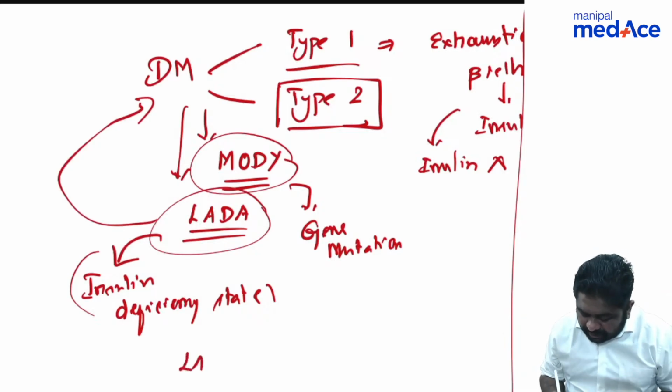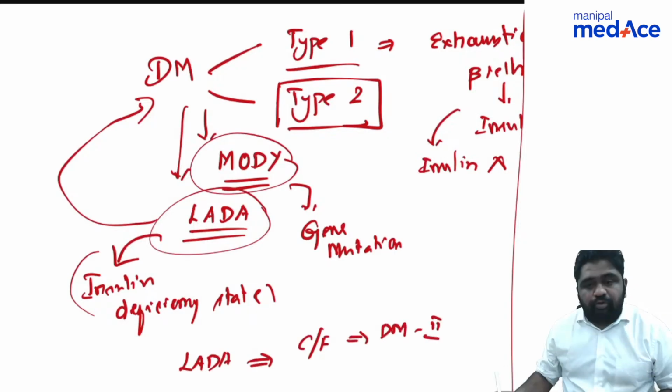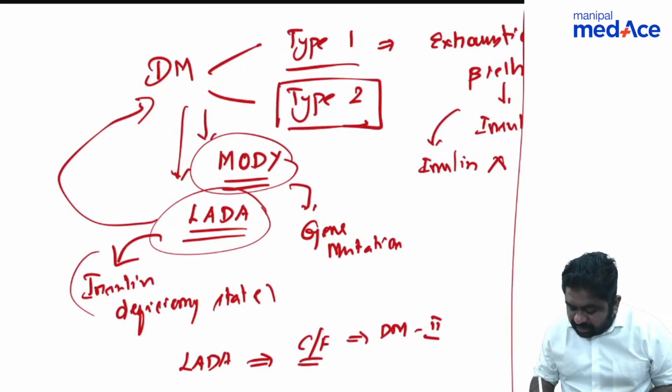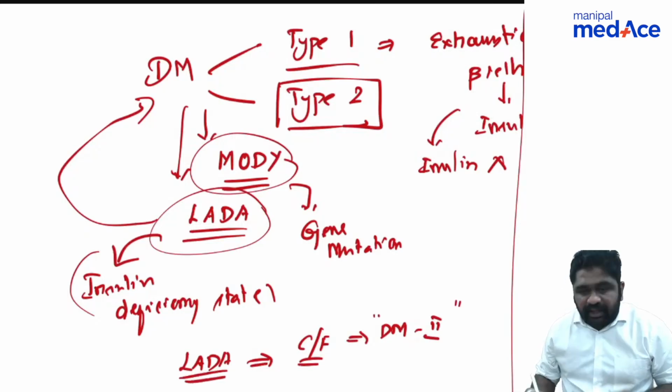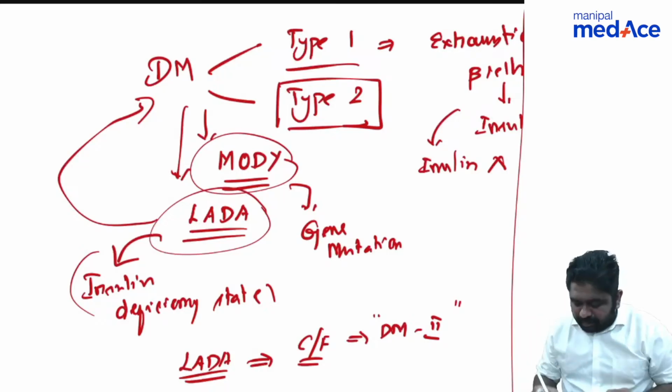So remember, LADA has clinical features of diabetes mellitus type 2. For those people where diabetes is still not done, please make a note of this. The clinical features of LADA are similar to diabetes mellitus type 2, but the problem in case of LADA is that of diabetes mellitus type 1.